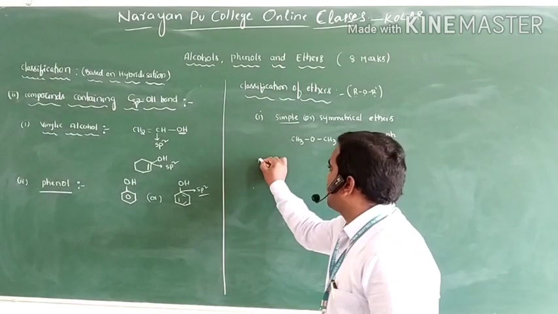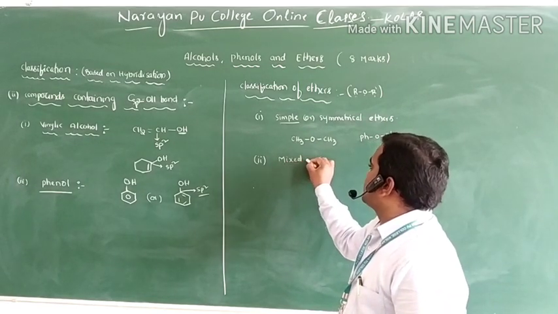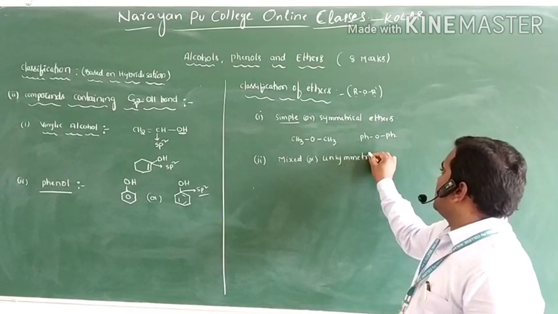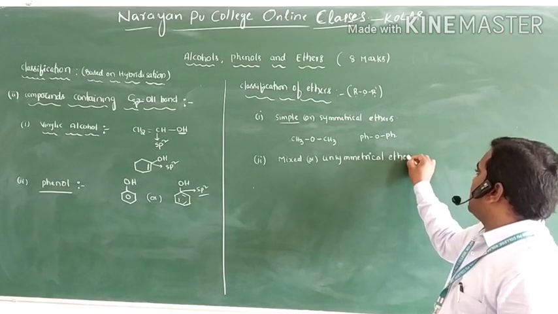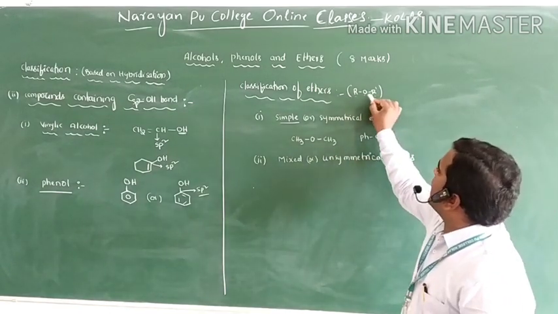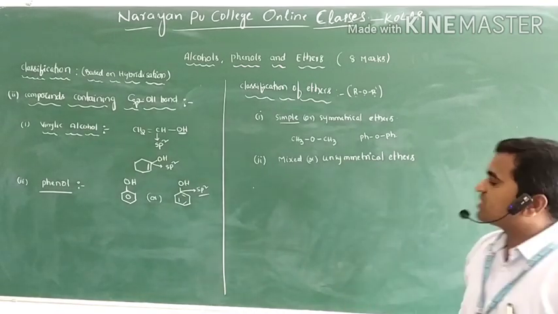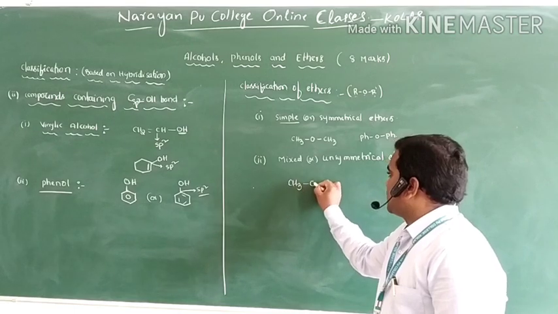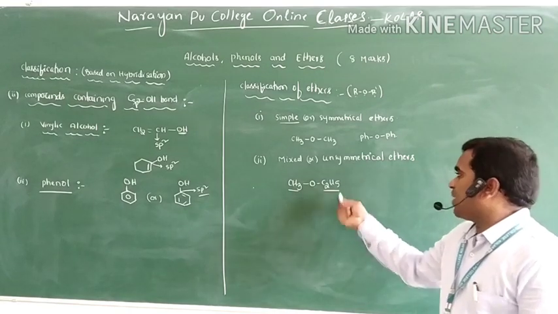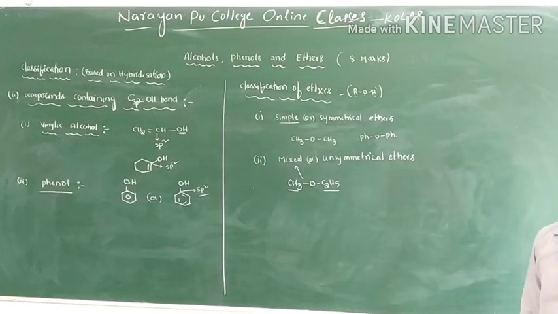In the same way, the second one is mixed ethers. Mixed ethers are unsymmetrical ethers. So what do mixed ethers mean? The groups which are attached to the oxygen atom are different. Same means simple or symmetrical. Different means mixed or unsymmetrical. Suppose I write CH3OC2H5. Here one is a methyl group and another one is an ethyl group. Both are different groups. So these ethers we will call unsymmetrical ethers or mixed ethers.